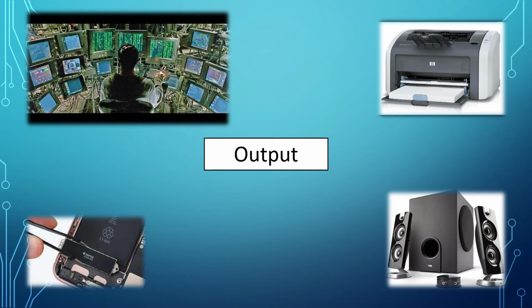Output devices include anything that your computer uses to talk back to you. This would be through displays, printers, speakers, and even the little motor that vibrates your phone when you get a text.